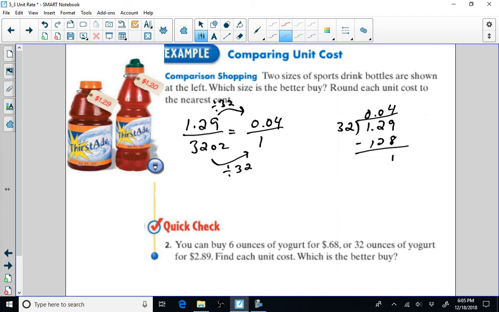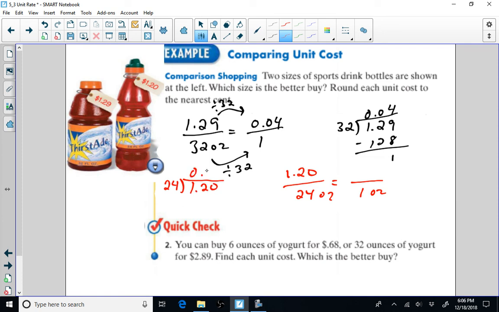Let's change colors here. The other drink has 24 ounces for $1.20. So drink number 2 is $1.20 for 24 ounces. We want to find the cost for 1 ounce. All right. So once again, we have to do some long division. This time, 24 is my divisor. $1.20 is my dividend.